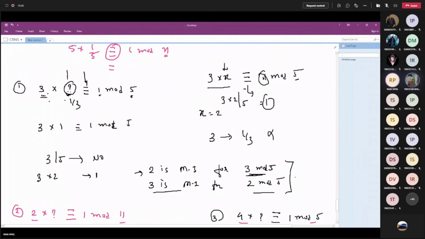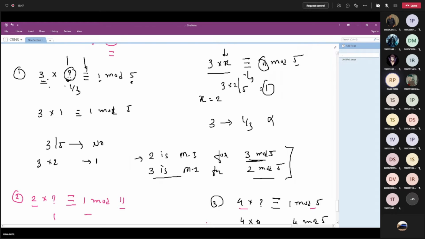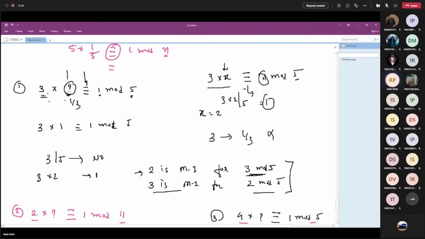Okay, so we'll quickly do some examples and then we'll move to the RSA algorithm, right? So here are two examples. 2 into what is congruent to 1 mod 11, and 4 into what is congruent to 1 mod 5. You just need to tell me this value x.